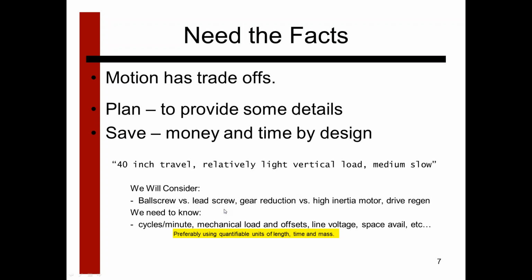It's not uncommon for me to get a request as shown here. It's 40-inch travel, relatively light load, medium-slow speed, it's a vertical application. How much is that going to cost? Now, right away, my mind does start going into possible selections. I hear it's vertical, so there's actually some advantage to going with a lead screw. It's relatively light, so again, maybe a lead screw is going to work with a solid nut as opposed to a roller bearing. I could even save some money if I go with a high inertia motor, because there's, as you'll see, an inertia issue that comes into play with respect to picking a motion solution. And it's vertical, so again, I need to consider drive regen. But I'm going to call the customer up or get with the salesman or even go in and visit the customer, because I need to know more information to make the decision.